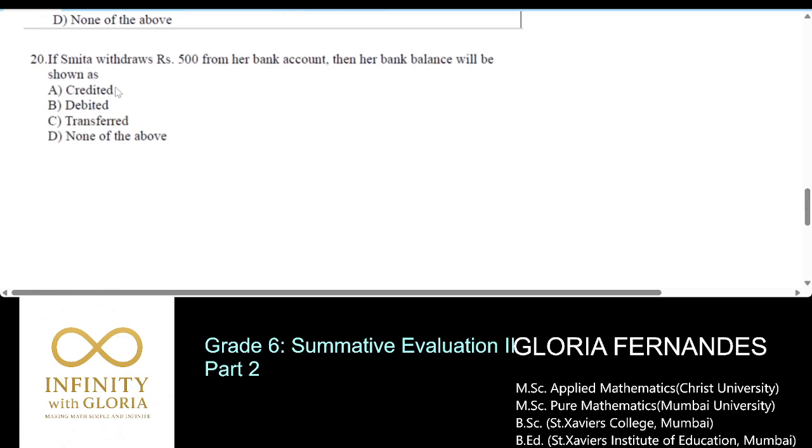Now next is, Smita withdraws rupees 5000 from her bank account. Then her bank balance will be shown as, see, if you are removing some amount, then it is called debited. If you withdraw, then it is called debited. If you are depositing the money in the bank, then it is called credited. And suppose if you are transferring money from your account to your dad's or your mother's account, then it is called transferred. So here the money is debited from the bank account. So the answer is debited.